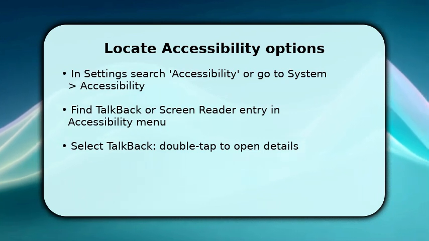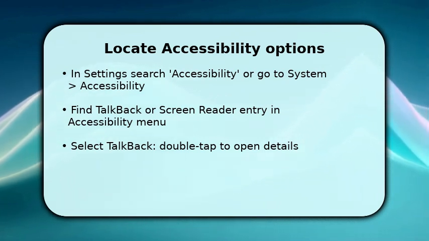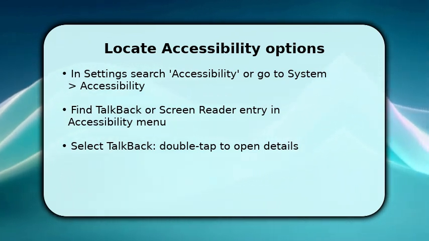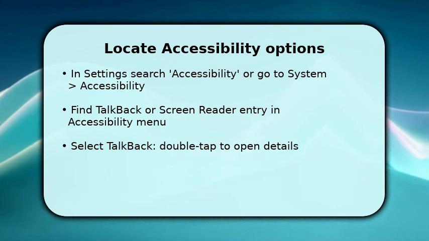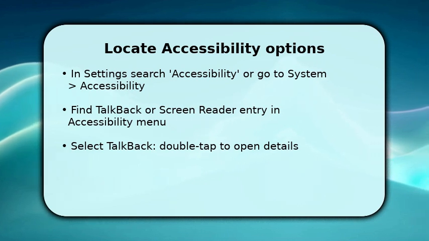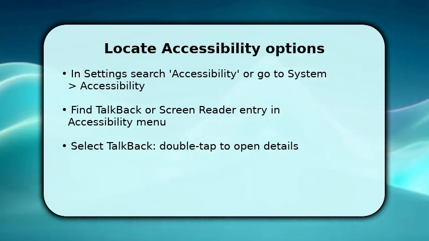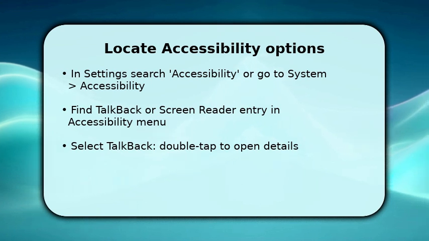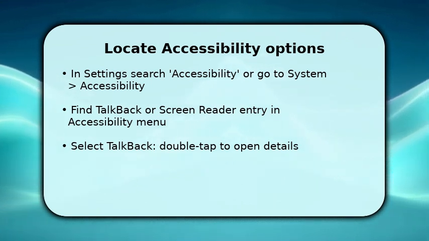When you reach the accessibility list, locate Talkback or Screen Reader. It's often near vibration and hearing features. With Talkback active, select the entry by double-tapping and use two-finger scrolling inside the Talkback page. This reveals the on/off control and related settings you'll need to change.